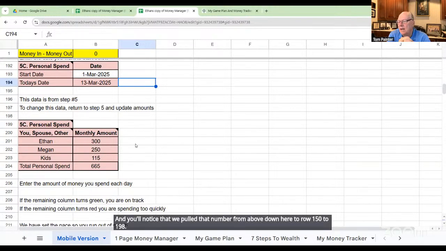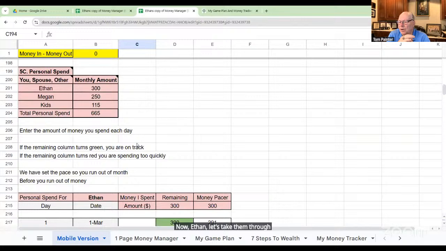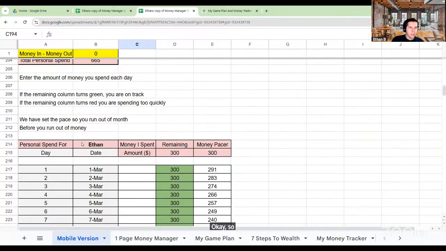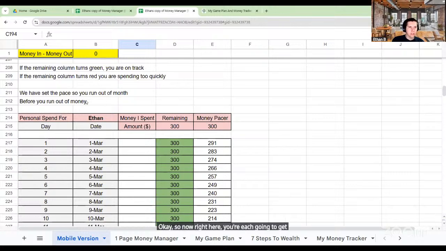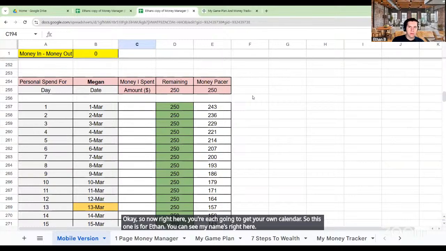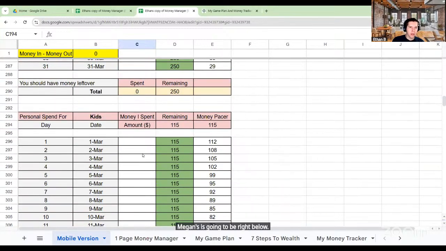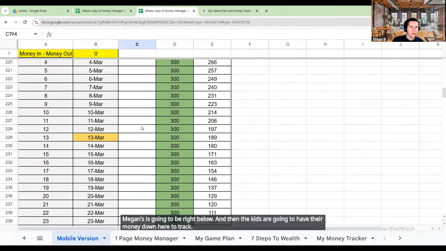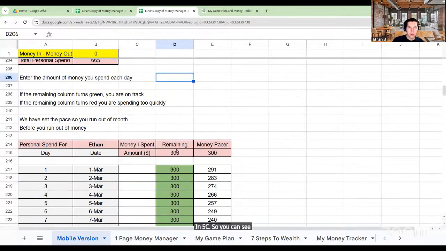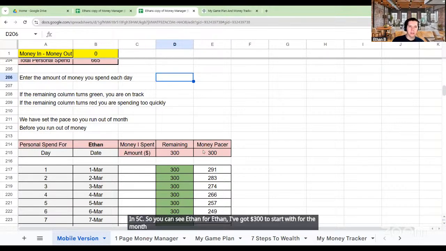Now, Ethan, let's take them through this next step that we've created. Okay, so now right here, you're each going to get your own calendar. So this one is for Ethan. You can see my name's right here. Megan's is going to be right below. And then the kids are going to have their money down here to track. So you can see these got pulled from up above in 5C. So you can see for Ethan, I've got $300 to start with for the month. So we're getting paced with $300.